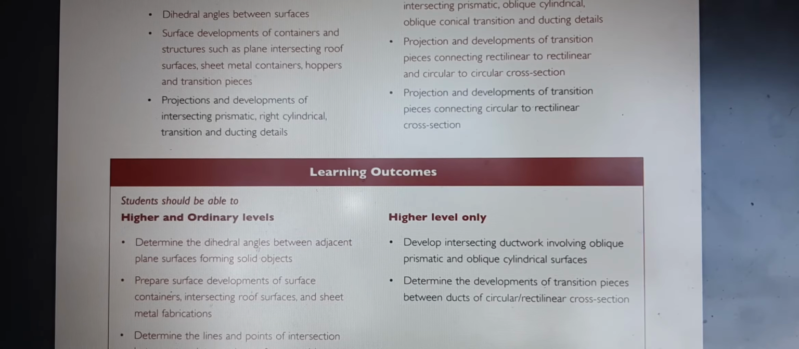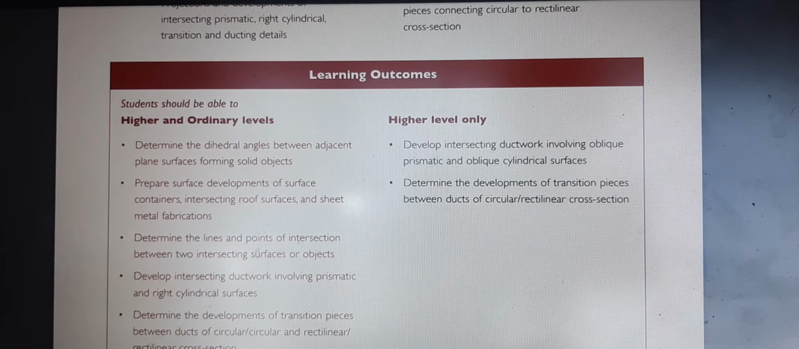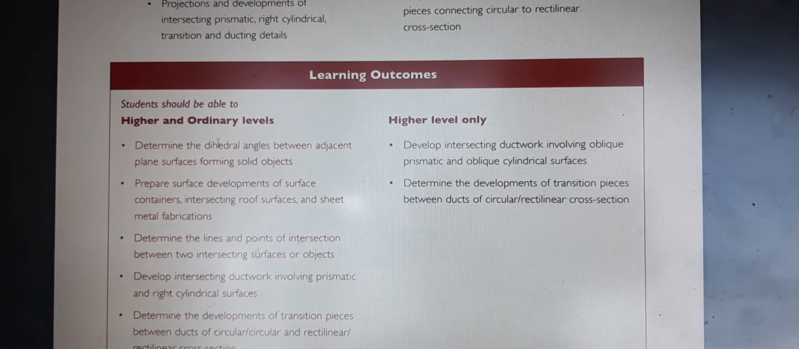So when you can see here in the syllabus, I'm going to scroll down a bit. Students should be able to determine dihedral angles between adjacent plane surfaces forming solid objects. So that's a lot of words that most people wouldn't really understand. Dihedral angles, that's something new students will learn. And when they mean between adjacent plane surfaces, they mean between two. They mean like when you look at a roof, it's not just one flat line.